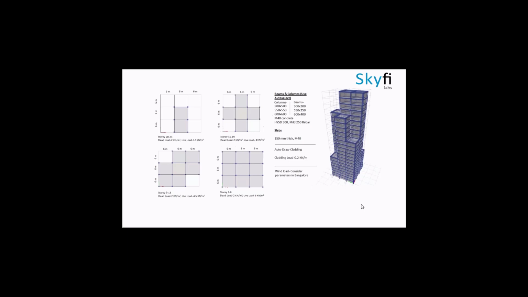In this building, three sections of beam and column are listed, which have M40 concrete, HYSD 500 and Mild 250 rebar for longitudinal and tie bars. Slab thickness is 150 mm of M40 concrete. We will use auto draw cladding and the cladding load is 0.2 kN per meter. Wind load is considered with parameters for Bangalore.